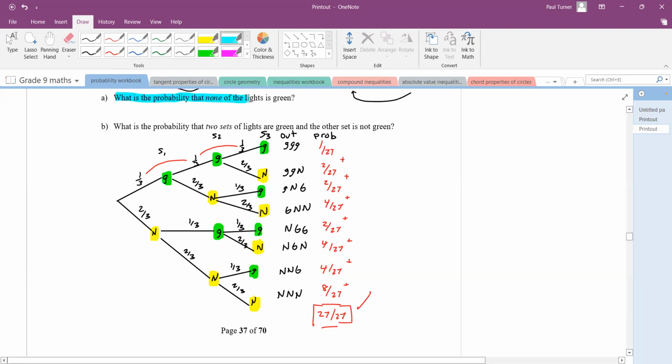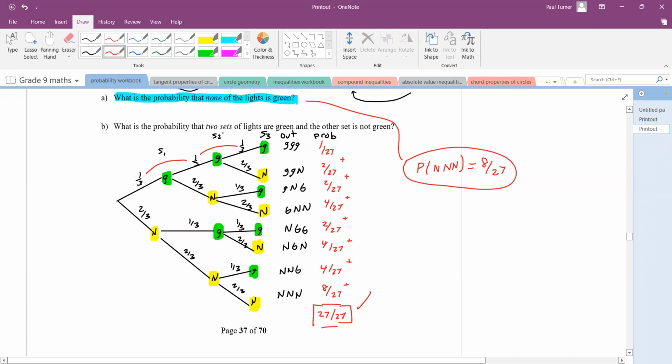What is the probability that none of the lights are green? Well, that would be N, wouldn't it? So this is going to be probability of none, none, none, which is going to be 8 out of 27. So that's the chance that none of the lights are green. And we leave it like that, no need to simplify.